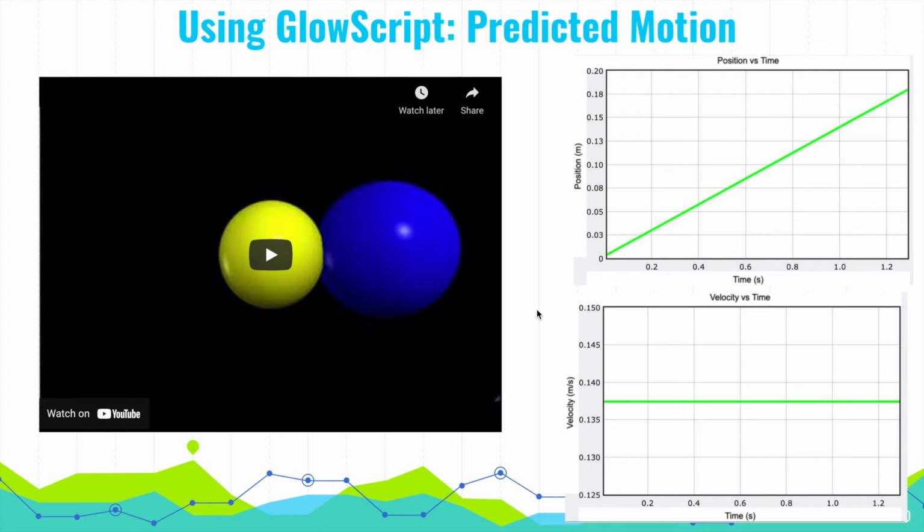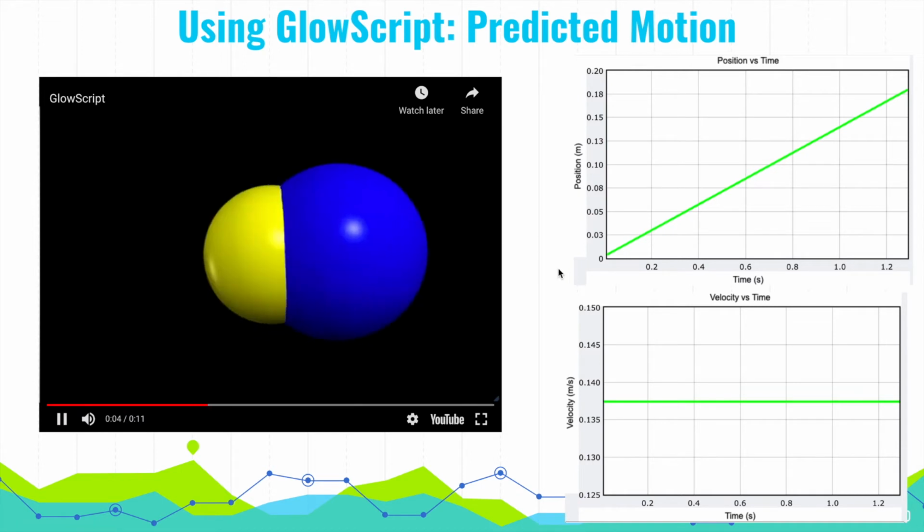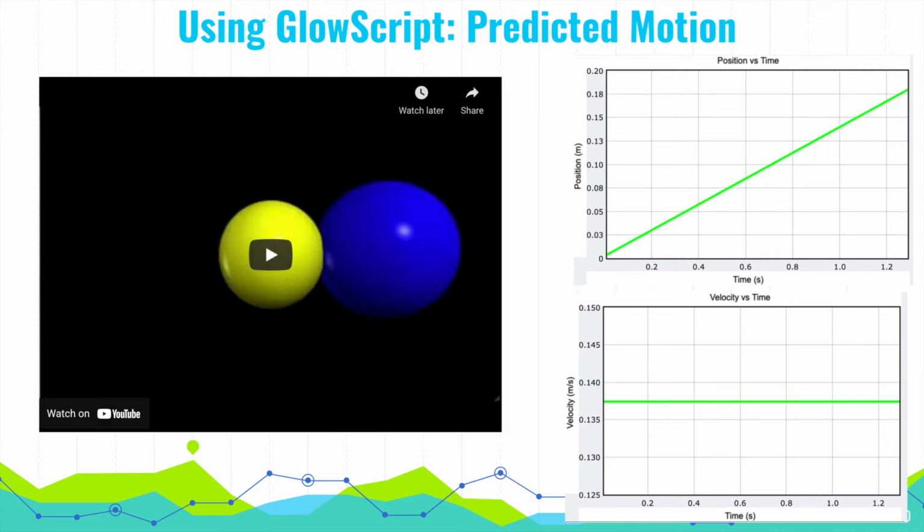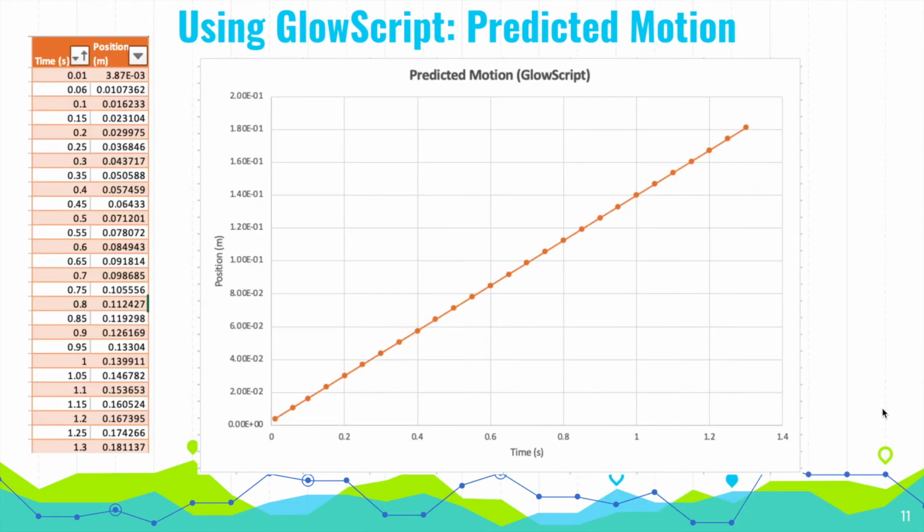Using GlowScript, we were able to come up with a computational model that predicts the motion of the marker. As we can see in this video, the object moves in a horizontal direction. And on the right, we can see that the position versus time graph is completely linear and the velocity versus time graph is constant. Using GlowScript and the time frames and the position of each time frame, we were able to denote another graph that shows the predicted motion. And we can see here that it is completely linear, unlike the other graph of the observed motion.